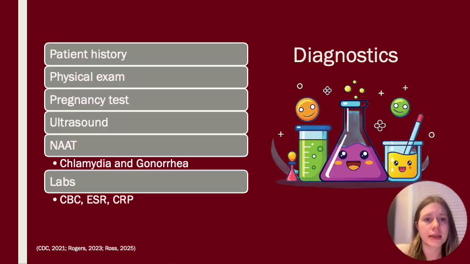So here are some diagnostics. This includes some patient history, a physical examination, completing that pregnancy test, an ultrasound if an abscess is suspected, and then a nucleic acid amplification test, which is abbreviated as NAAT, for chlamydia and gonorrhea. And then some lab work we could do would be a CBC, ESR, and a CRP. And then references bottom left of CDC, Rogers, and Ross.